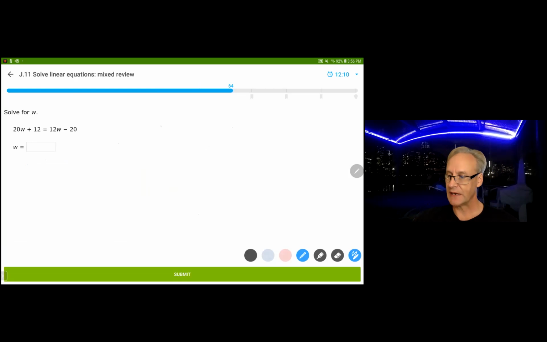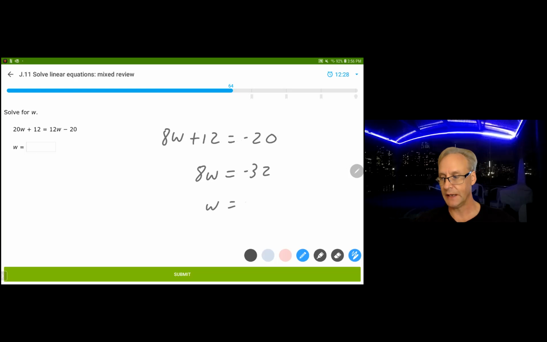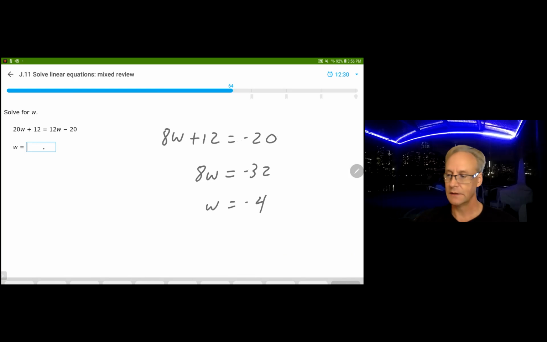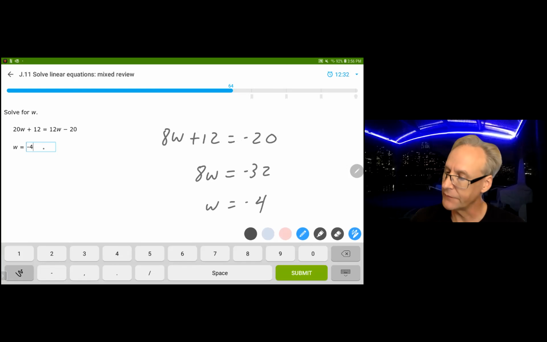This one, I'm going to subtract 12w from both sides and get 8w plus 12. I could subtract the 12 on the same step, but I'm just going to go ahead and write it. And now I'm going to add negative 12 to both sides so that I get 8w is equal to negative 32. And then I'm going to divide by 8 and get negative 4. Looks like they like that negative 4 answer for some reason.